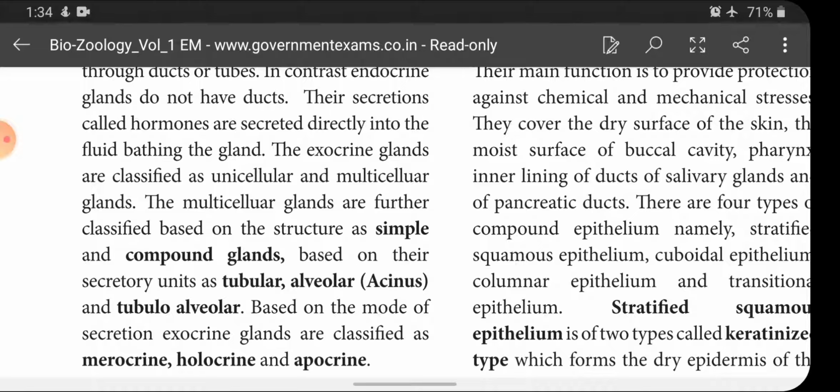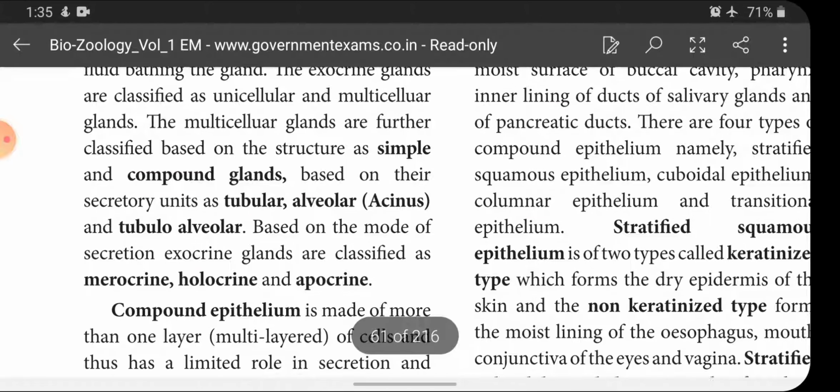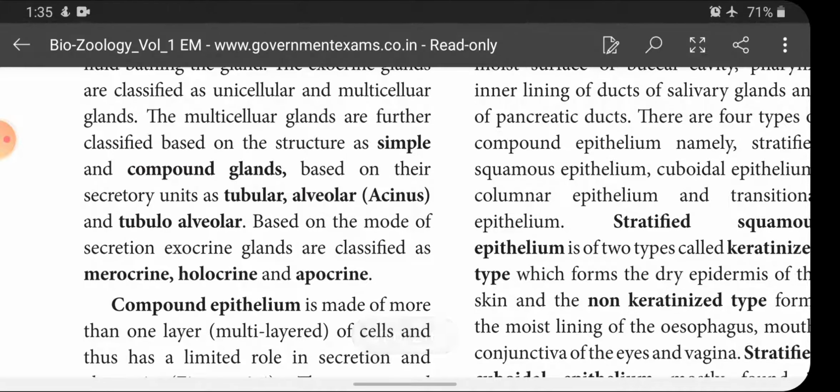Multicellular glands are further classified based on structure as simple and compound glands, and based on their secretory unit as tubular, alveolar and tubulo-alveolar. Based on the mode of secretion, exocrine glands are classified as merocrine, holocrine and apocrine.